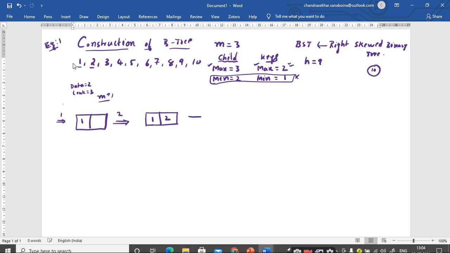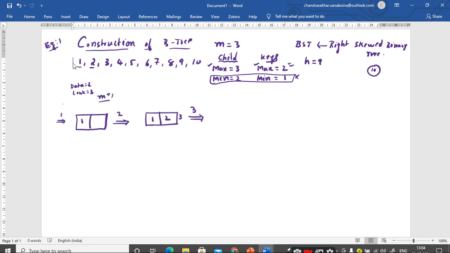Yes, sir. Now what is the next element? 3. Where do I have to insert 3? I get the 3 here like this. Am I right or not? If I arrange the elements in ascending order, I should insert 3 here. But this insertion cannot be performed.